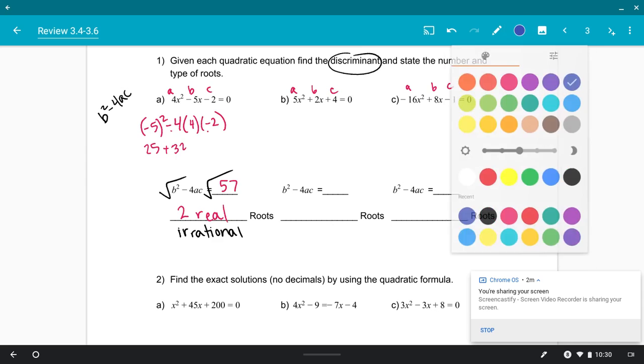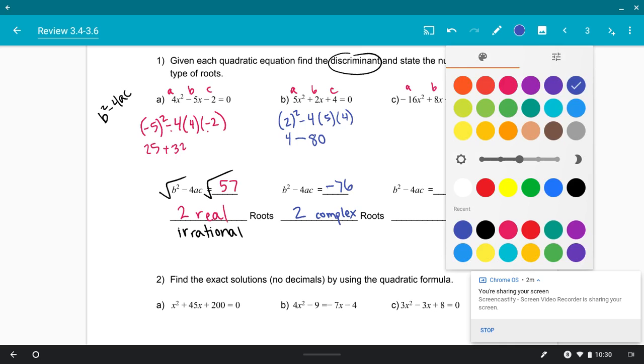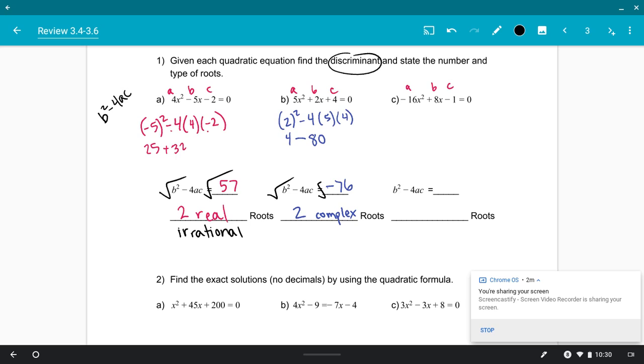The next one, b squared minus 4ac. This is 4 minus 4 times 5 is 20. 20 times 4 is 80. Minus 80, this is negative 76. Because the discriminant is negative, that means it's going to be two complex roots. And again, if you try to square root that, it's going to come out also as trash. So it would be two complex irrational roots.